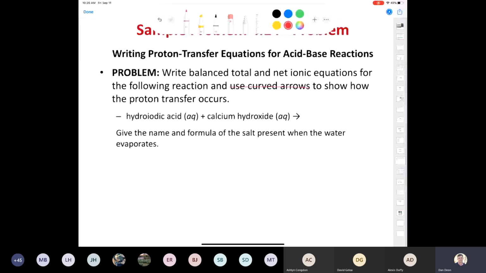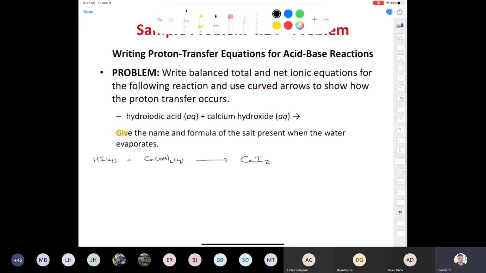We're taking hydroiodic acid. What's that? It's HI, aqueous. We're combining it with calcium hydroxide, aqueous. What's that? Ca(OH)2, aqueous. What are we going to get? We're going to swap the ions so that we end up with calcium iodide, which is soluble from the solubility table, plus water, which is a liquid. Water is never aqueous.